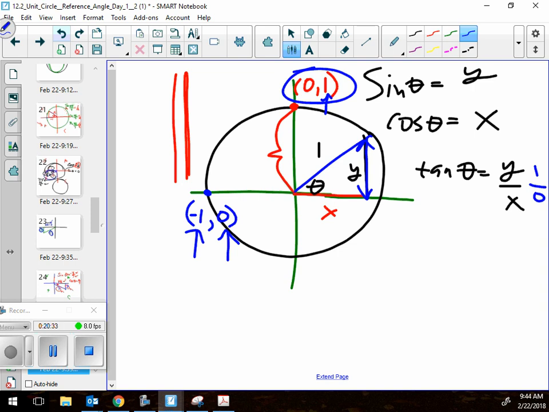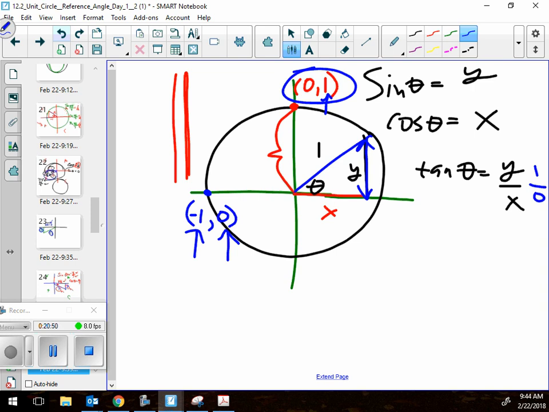What's the tangent of 180? Don't say undefined just because there's a 0 involved. What if the 0's on the top? Then it's just 0. Would you please type in tangent of 180? And I betcha it's the 0. That make sense?